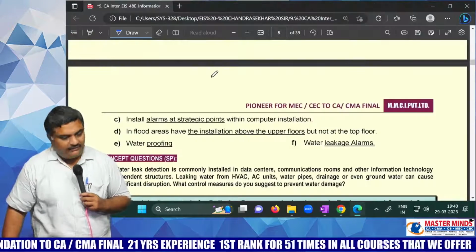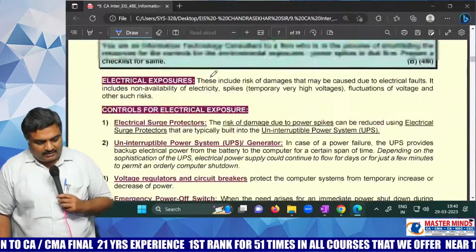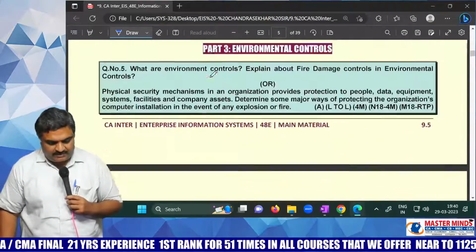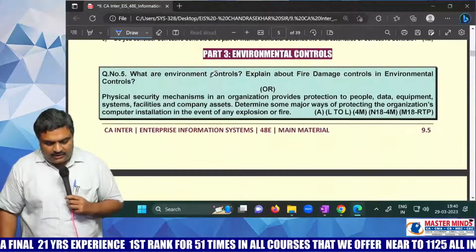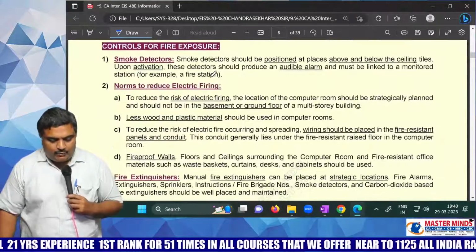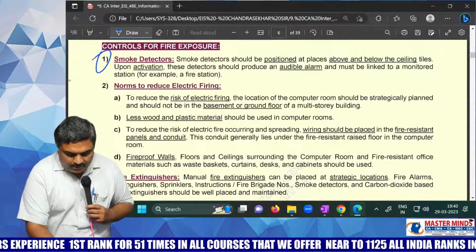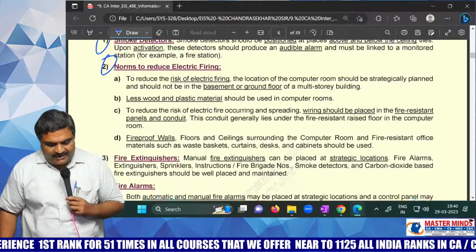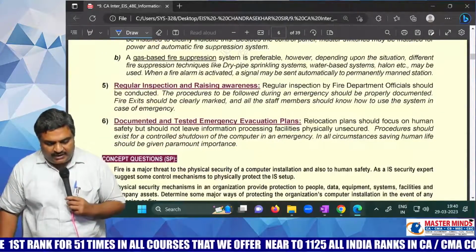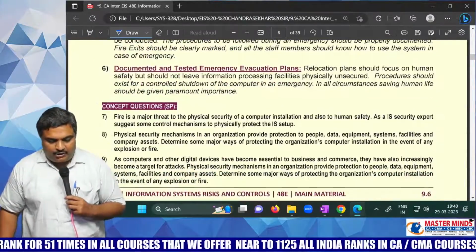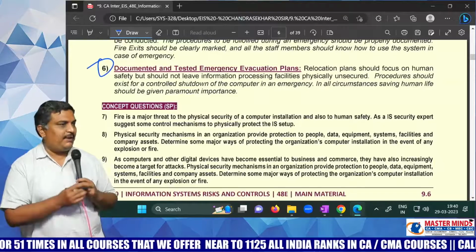Now life will be easy for me, because I can explain very fast. Now what kind of controls you need to have? You need to have smoke detectors, norms to reduce electric firing, fire extinguishers, fire alarms, regular inspection and raising awareness, documented and tested emergency evacuation plans.